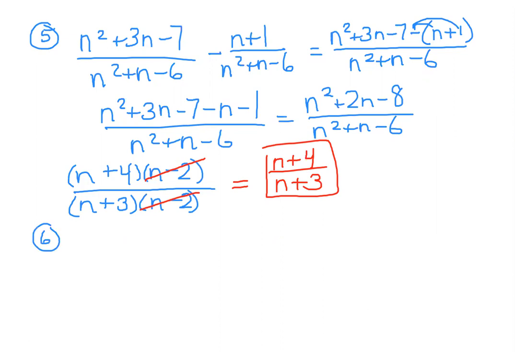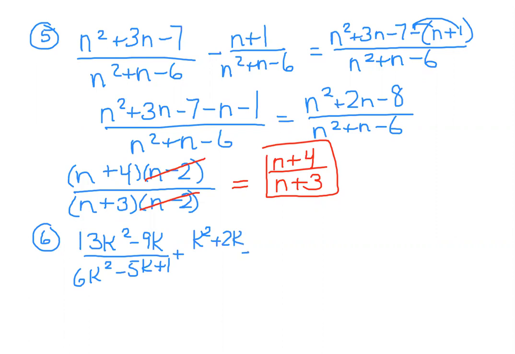And one more of these, number 6. And remember, along the way, you can turn this off and try them yourselves, and then turn it back on and see if you get the right answer. We've got 13k squared minus 9k over 6k squared minus 5k plus 1, plus k squared plus 2k over 6k squared minus 5k plus 1.